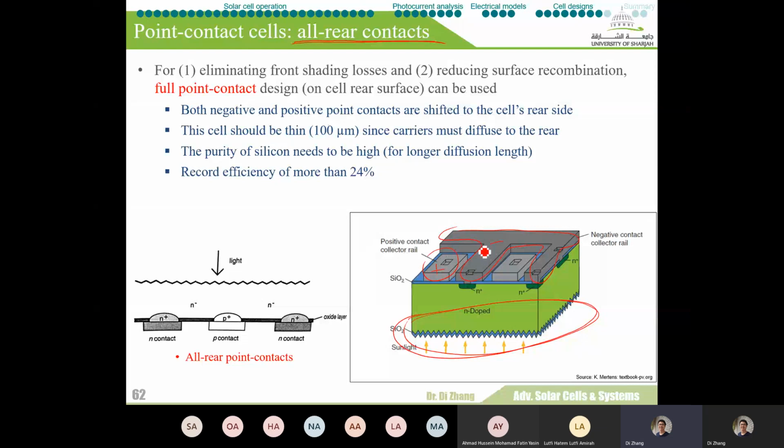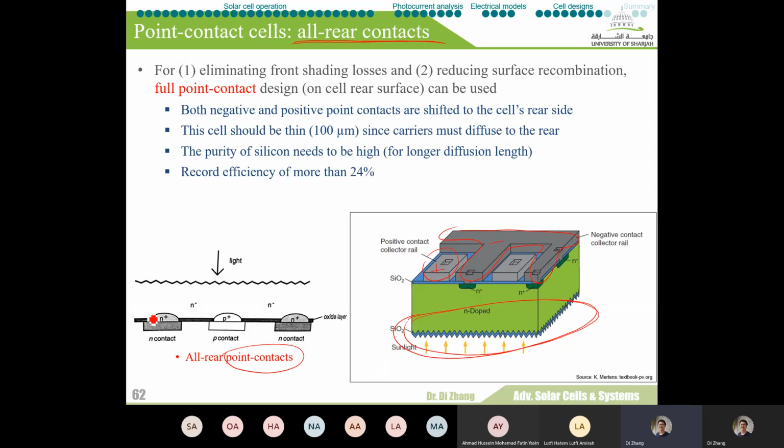And obviously, if you shift the positive and negative all to the backside, then you have to use the point contact method. Because you cannot have the front contact touching the back contact. You cannot have a positive touching negative because immediately you are going to have a short circuit in the solar cell. So this means that on the back side, all the contacts have to be shrunk into point contacts, just like the example here.